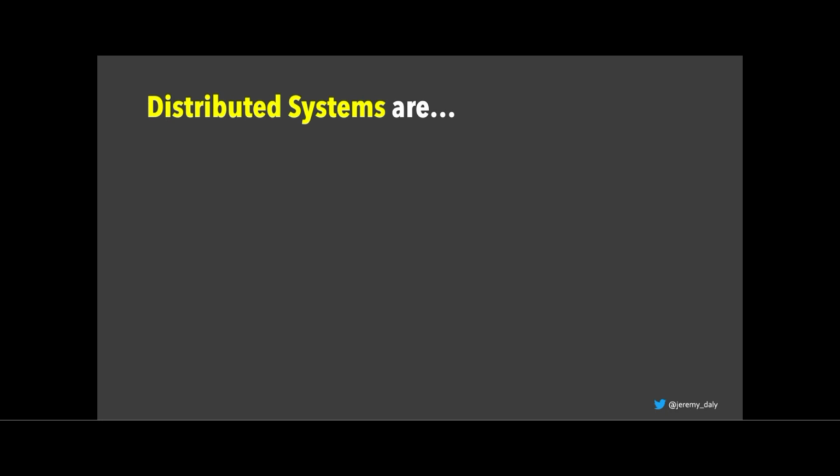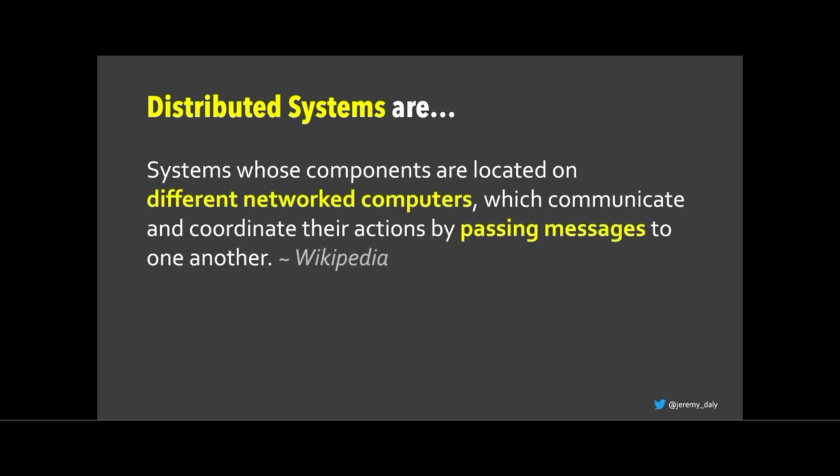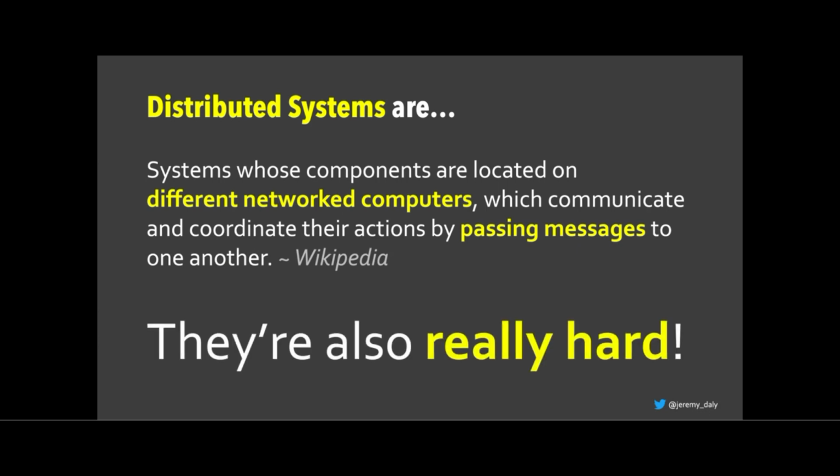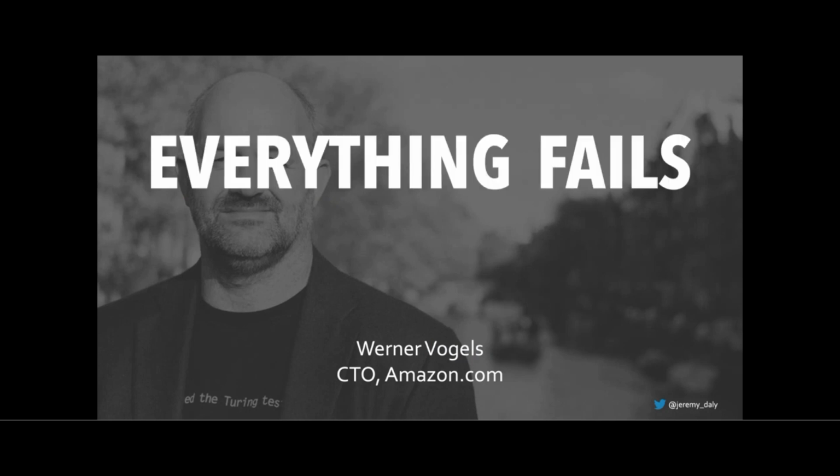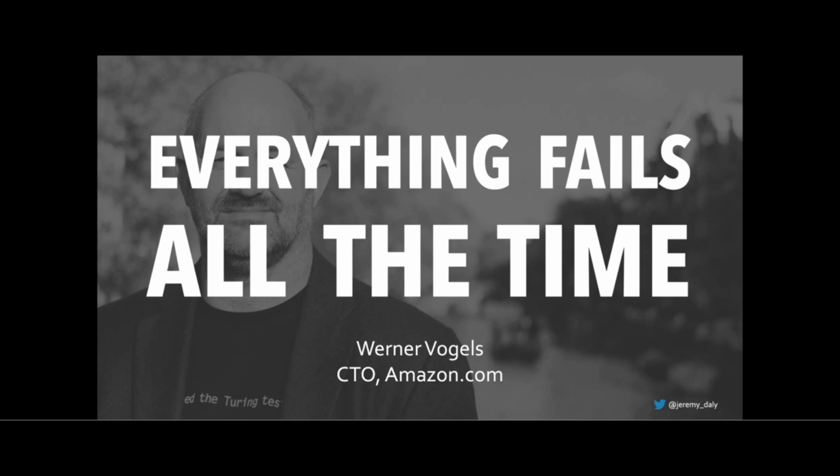So distributed systems, if you're not familiar with them, are essentially just a bunch of networked systems that need to communicate or coordinate with one another by passing messages back and forth. The other thing that is important to note is that they are really, really hard. Anybody who's building distributed systems and tells you that they are not hard, unfortunately, is not telling you the truth, because it is a difficult thing to build. And part of that reason is because of something that this man says. If you're familiar with Werner Vogels, the CTO at Amazon.com, he essentially says that everything fails all the time.